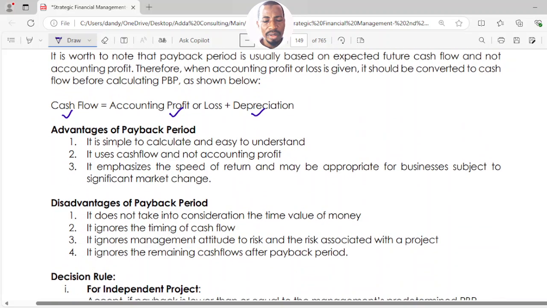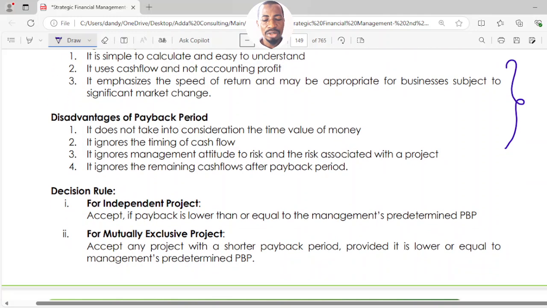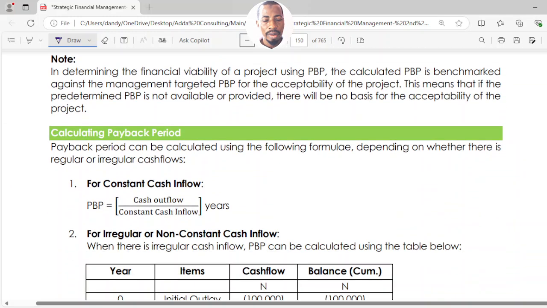Now, the advantages and disadvantages of payback period is something you can just go through in the material, you get it. Therefore, how do you calculate payback period? When calculating the payback period, you can either use the formula or you use the tabular method. Whichever of the two that you use, you are going to get the same answer.